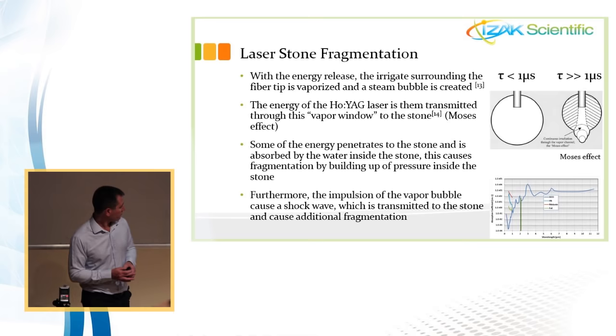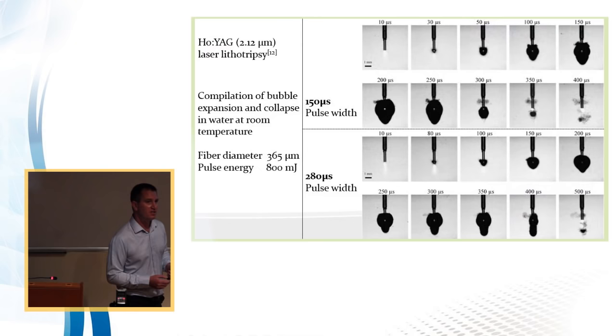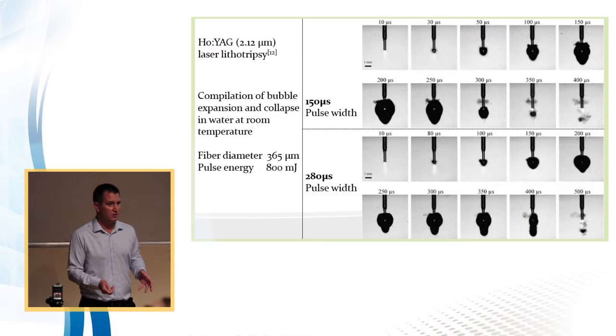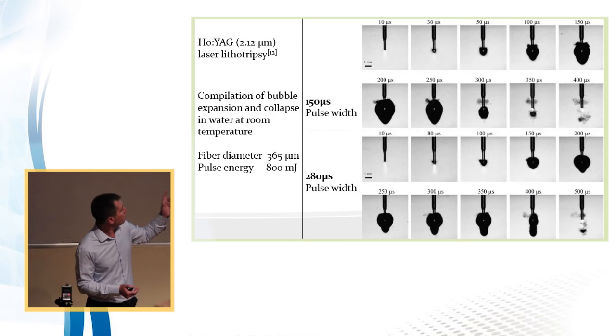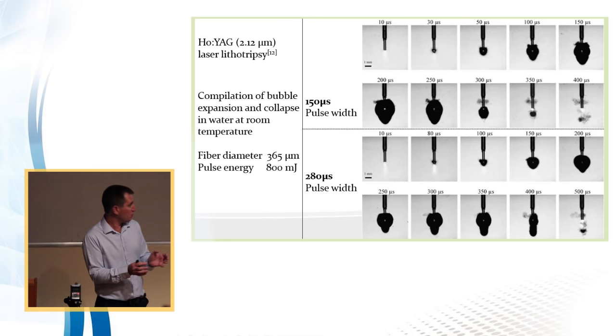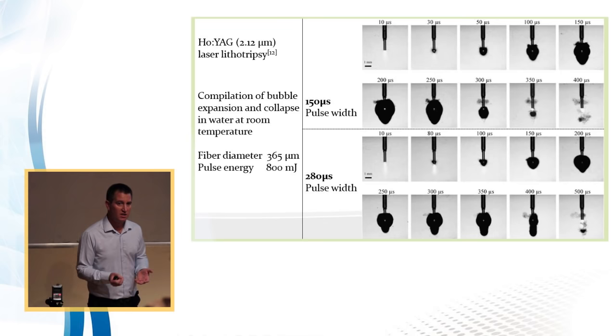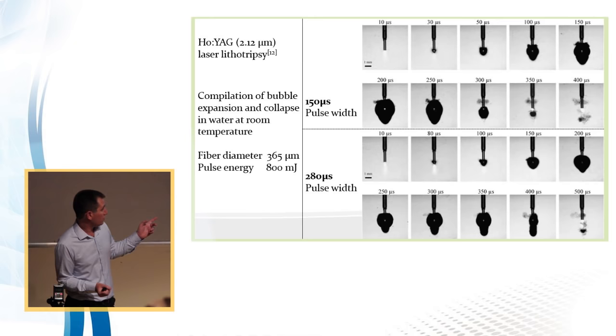And here you can see an image taken with a fast camera while the fiber was inserted into a bowl of water. We see how the bubble develops and how the bubble collapses. From the upper image, we can see that with a very short pulse, only a bubble is created and then collapses, and then it's like the electro-hydraulic solution, which is a fully mechanical solution. With a long pulse width, it's a combination of both.